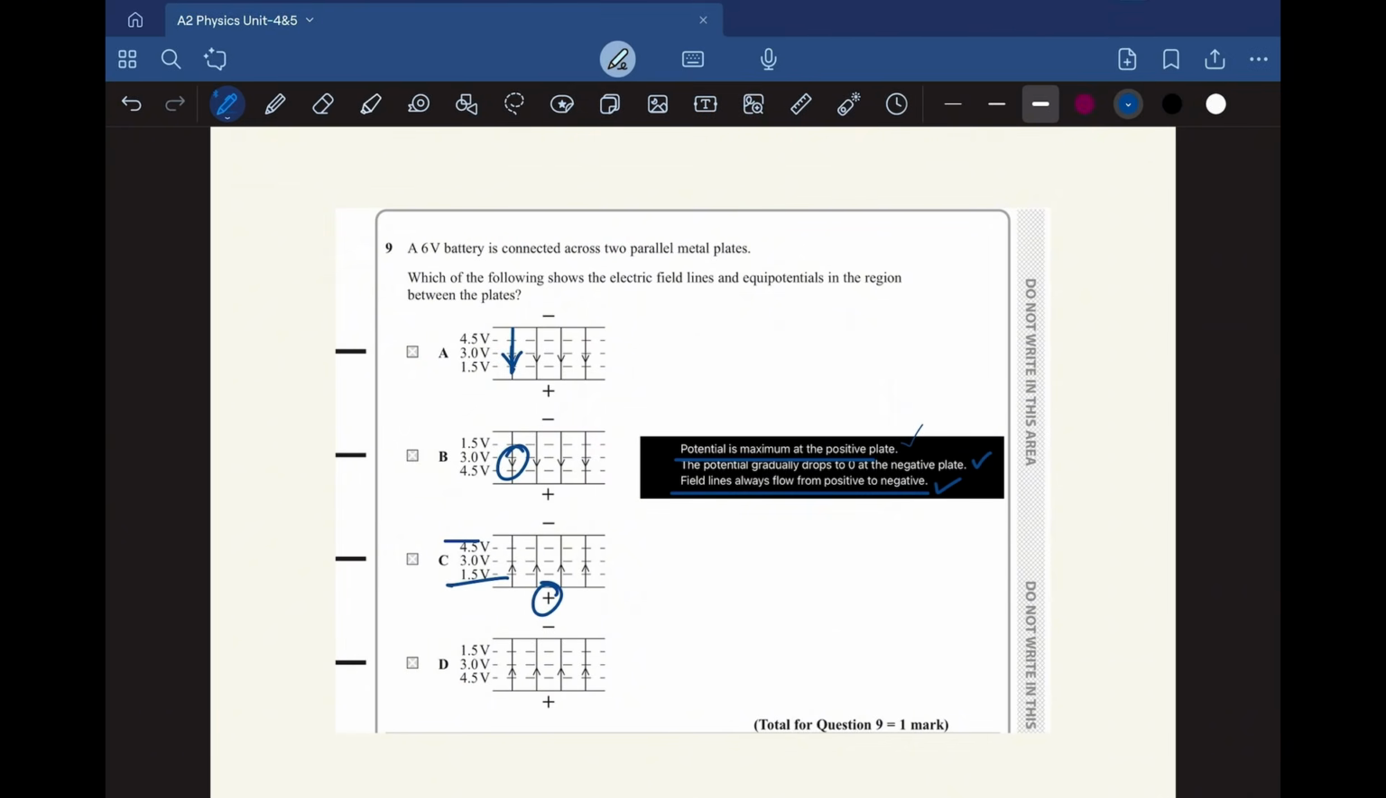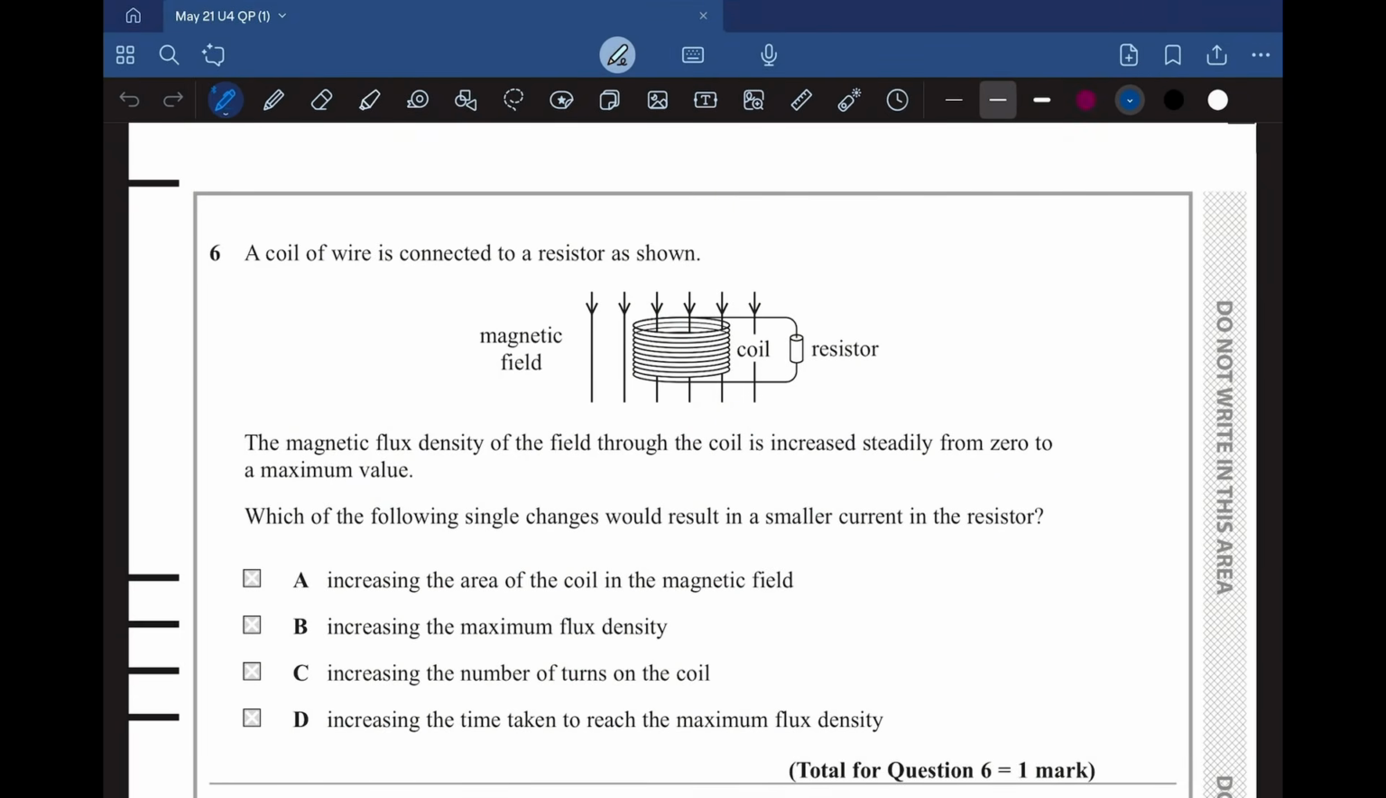So basically, it will go from 4.5 to decrease to 0 at the negative plate. So our correct answer will be D. And this was a very important concept, so please remember it.